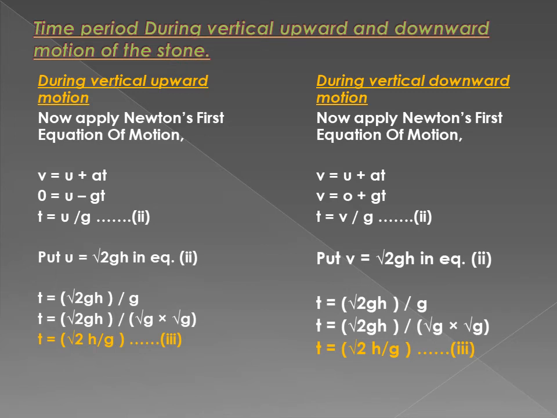For the second case, that is during vertical downward motion, again we apply Newton's first equation of motion, that is v is equal to u plus at. From that equation we get t is equal to v by g. We know that v is equal to under root of twice gh. After putting this in equation 2, we get t is equal to under root of twice h by g.